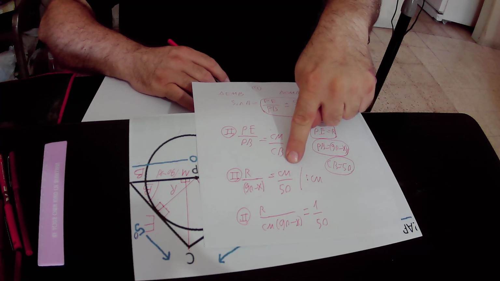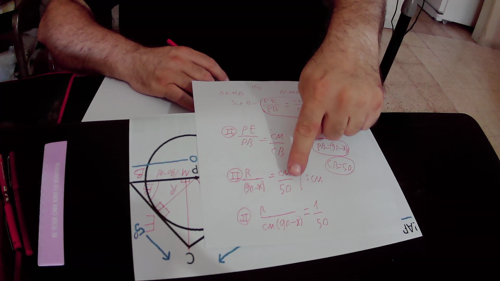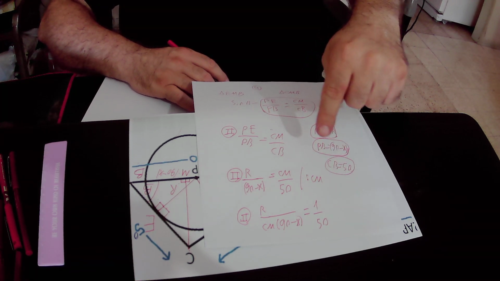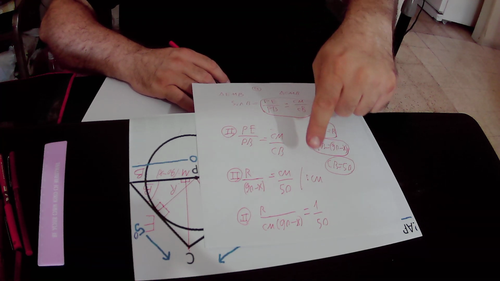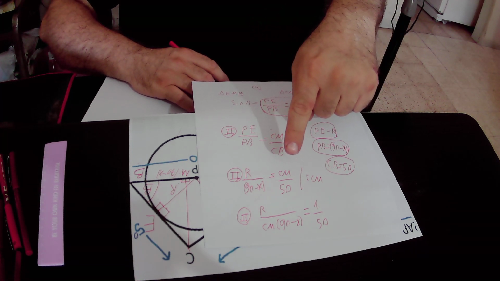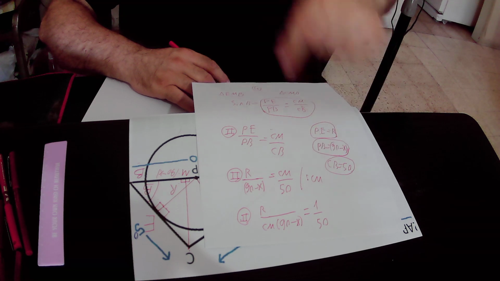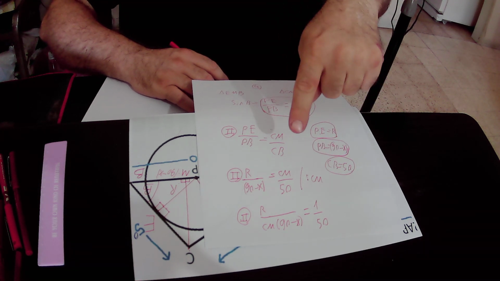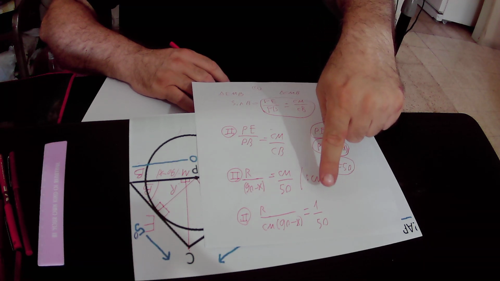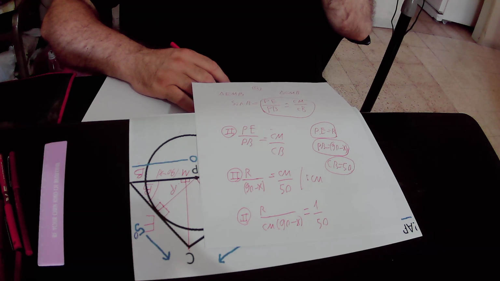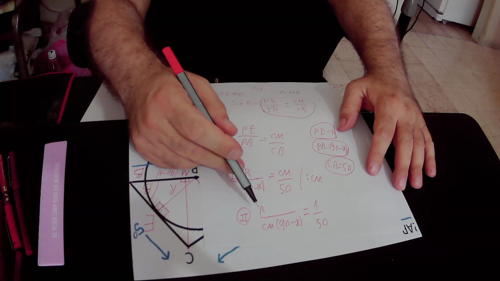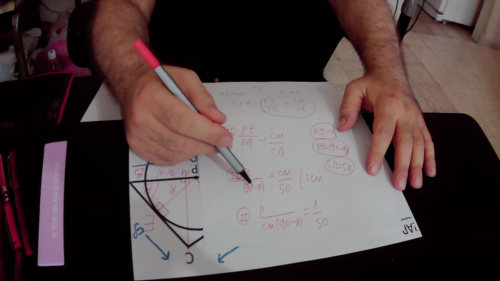CM divided by CM is 1, so we actually have 1 over 50, because we also have 50 in the denominator. So CM over 50 divided by CM equals 1 over 50. And R over 90 minus x, divided by CM, equals R over CM times 90 minus x.